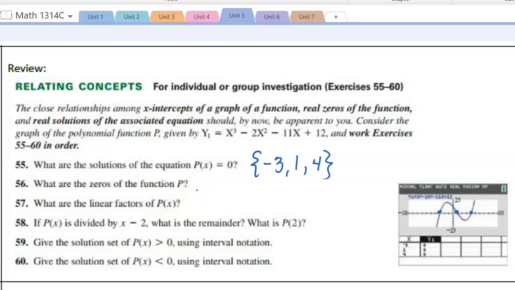What are the zeros of the function p of x? Remember that zeros are the x values of the x-intercepts. So it will be -3, 1, and 4.